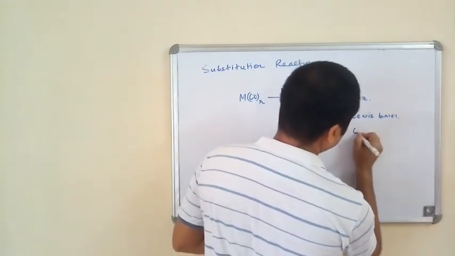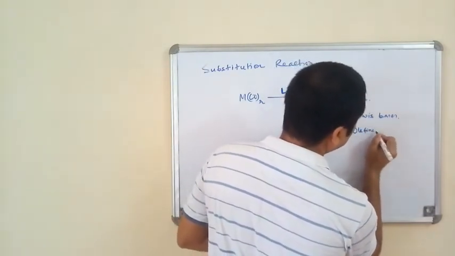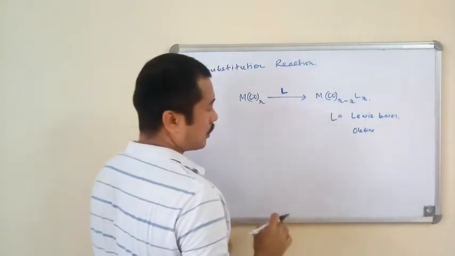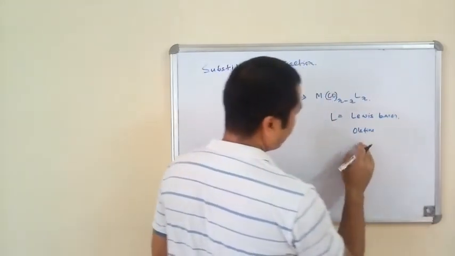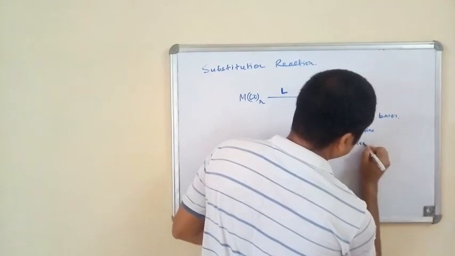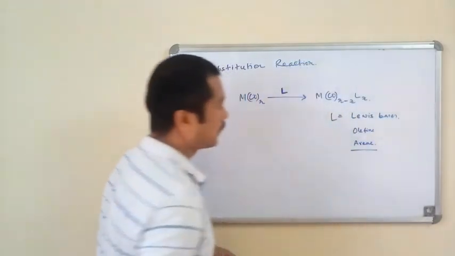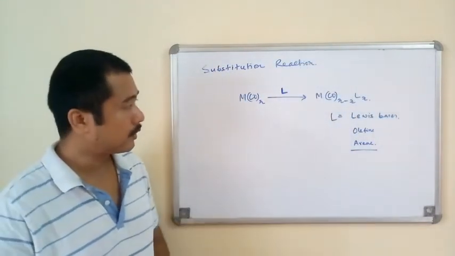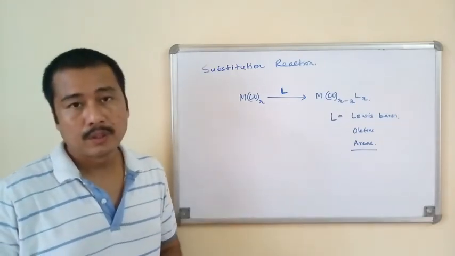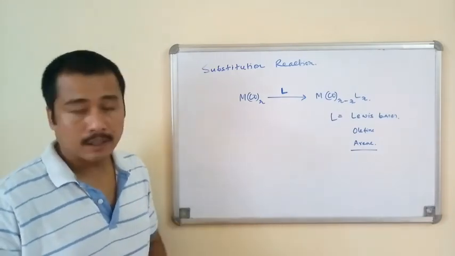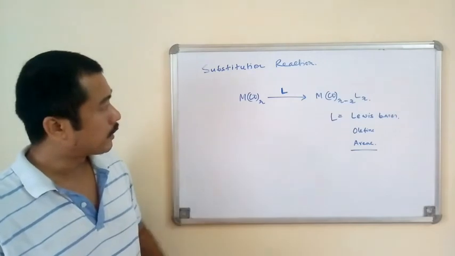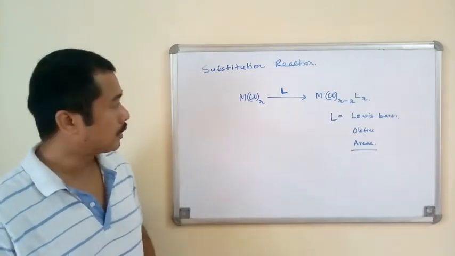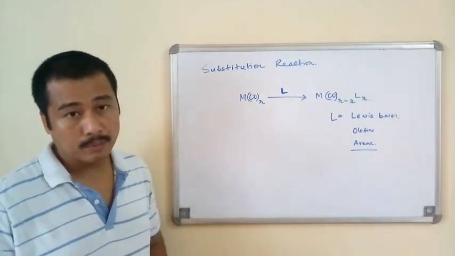Then we can also use olefins, which are very commonly used to substitute carbonyl ligands in metal carbonyl complexes, as well as different arenes for substitution of carbonyl ligand in metal carbonyl complexes. So these kinds of ligands can be used for substitution of metal carbonyl complexes.